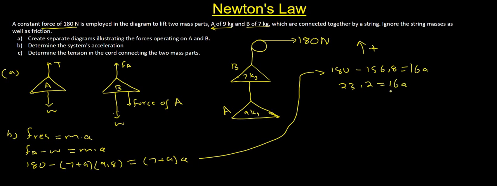A. When we need A, we divide both sides by 16. Therefore, our acceleration will be given by 23,2 divided by 16, which is 1,45 meters per second squared upwards.